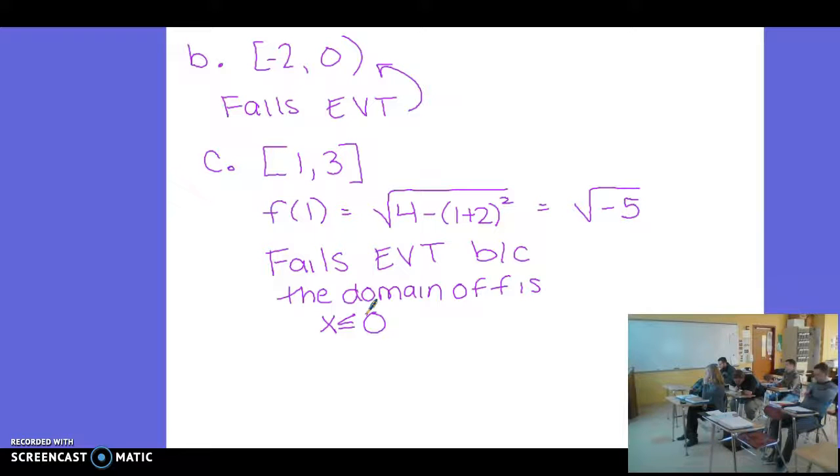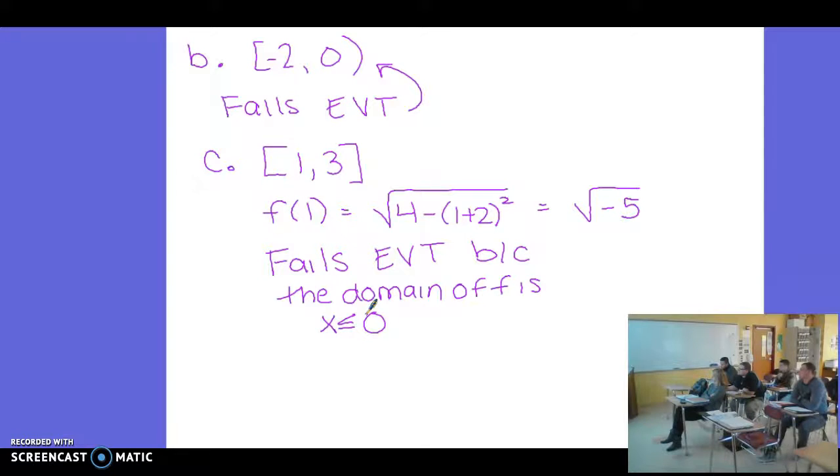Basically, after you take the derivative, find the zeros, and then you want to plug the endpoints and the zeros into the original. If you have an open interval, it fails EVT. If your interval isn't continuous, then it fails EVT, meaning that something in that interval does not exist in the domain.